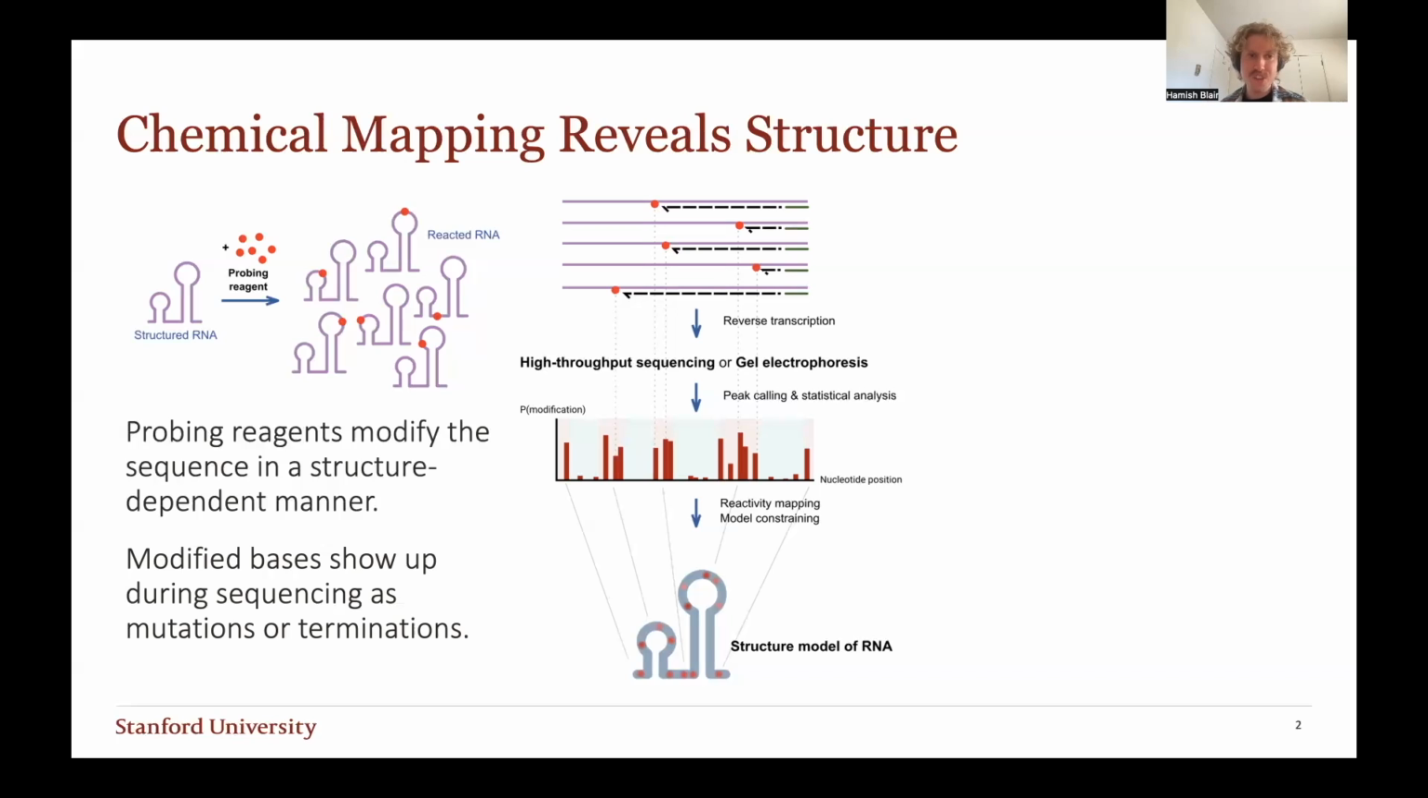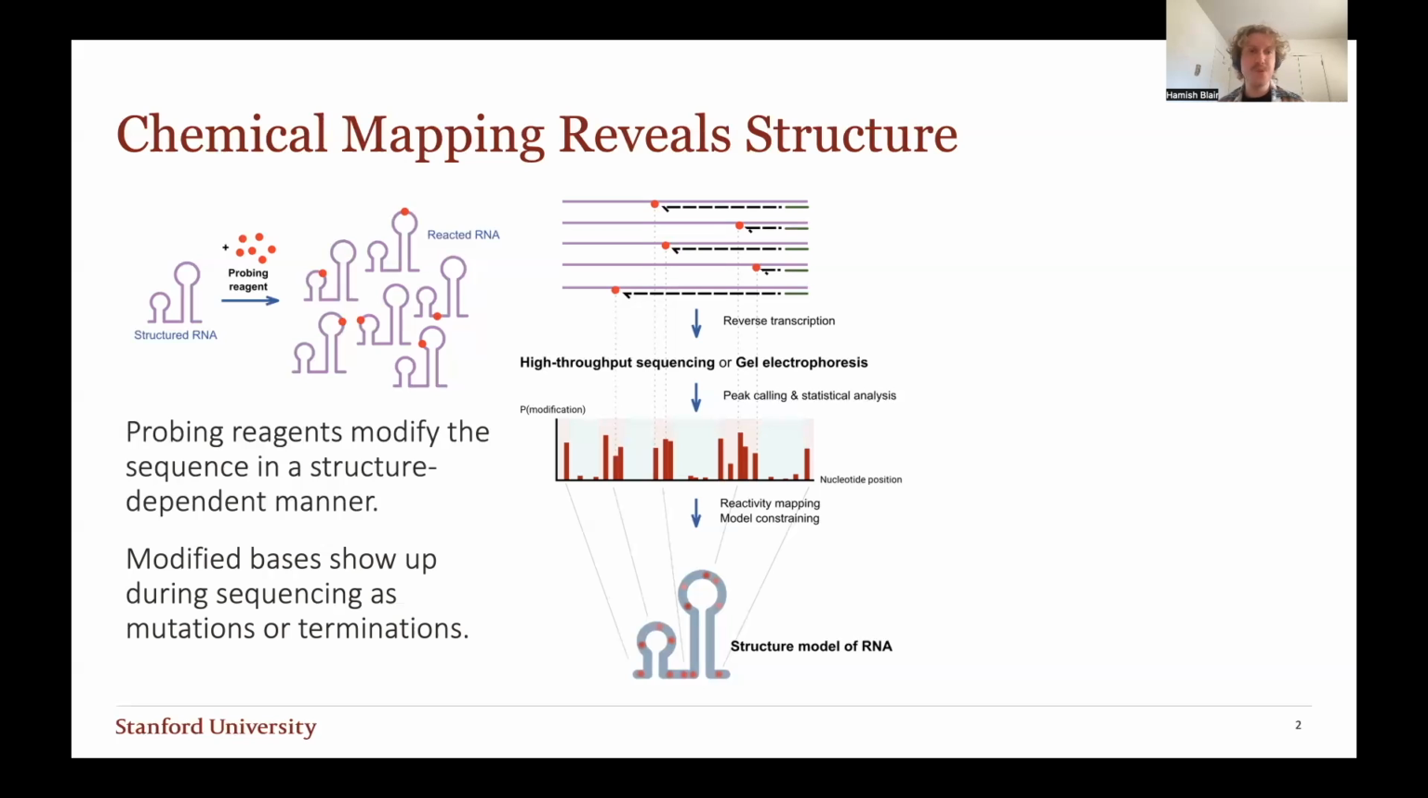And so if we look at the distribution of where these modifications have occurred, we get a distribution of these modifications across the entire sequence, which is, in essence, the chemical mapping profile, or the reactivity profile. Now, doing so requires many different sequencing reads for the same molecule. The reason is that even if there are many exposed bases in your RNA of interest, it doesn't react to all of them in a given molecule.